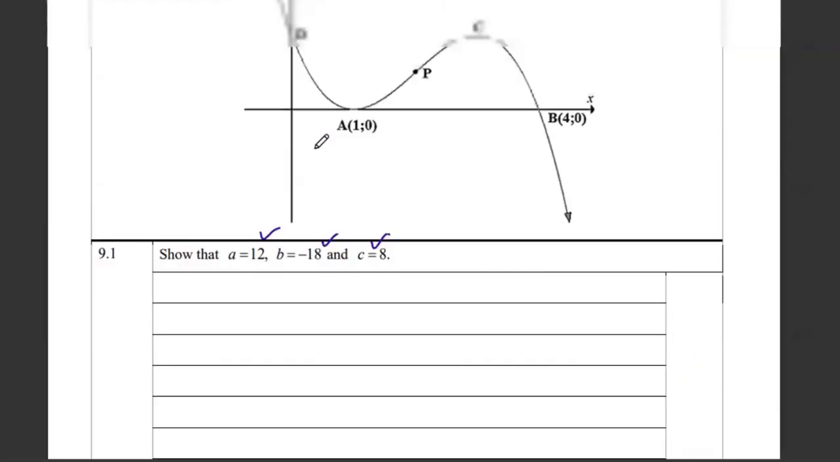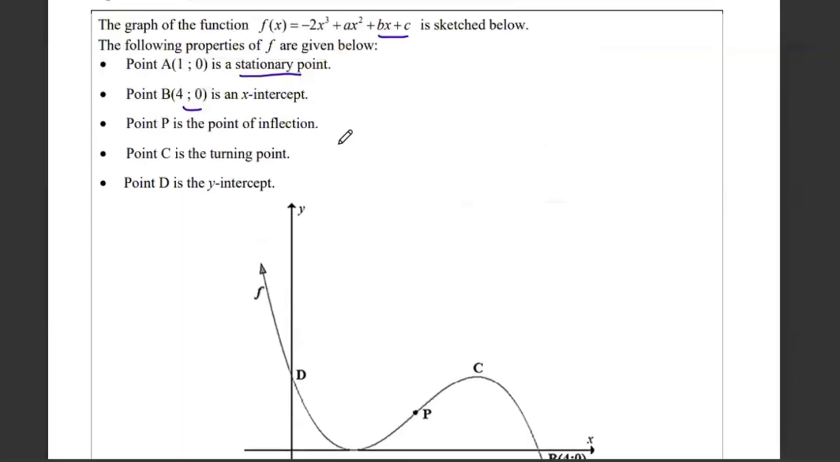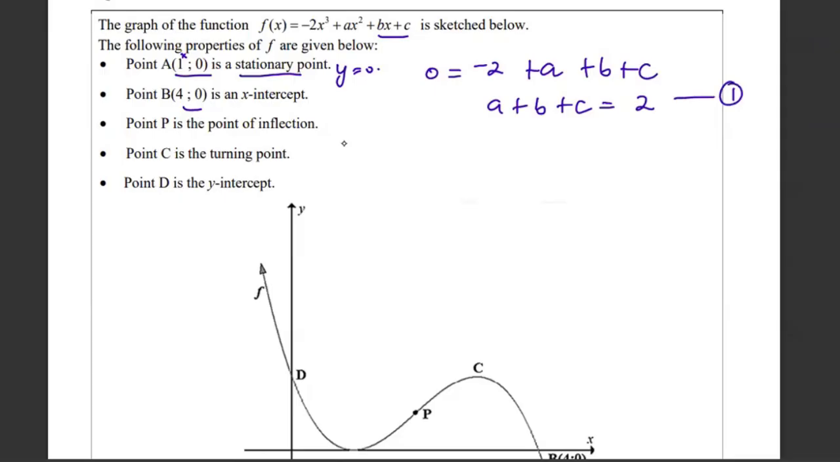Let's see. Because I see there's a lot that needs to be done here. So step number 1, let's try to use this. Along the x-intercept, y is going to be 0. We can just replace x with 1 and then see what's going to happen. So meaning that 0 is equal to negative 2 plus a plus b plus c. When I create an equation from there, a plus b plus c gives me 2. That's equation 1.